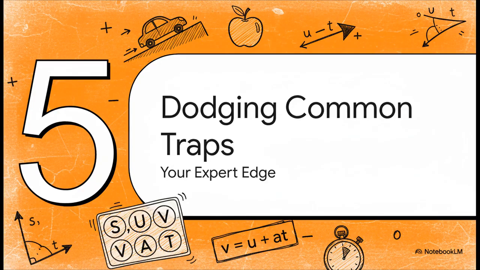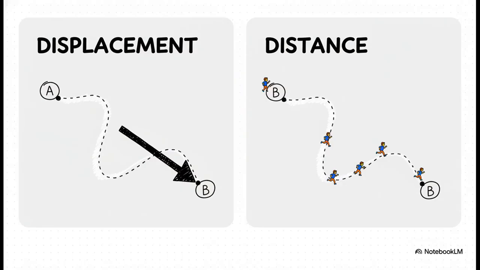Perfect. Okay, so now you've got the method down. Let's give you that expert edge. We're going to look at the most common traps that catch people out in the exam so that you can just sidestep them completely. First up, and this is a big one, you have to know the difference between displacement and distance. Displacement, that's the S in our equations, it's a vector. That just means direction matters, so it can be positive or negative. Distance, on the other hand, is a scalar. It's just about how much ground you covered. It's always positive. Getting these two mixed up happens all the time, so watch out for it.